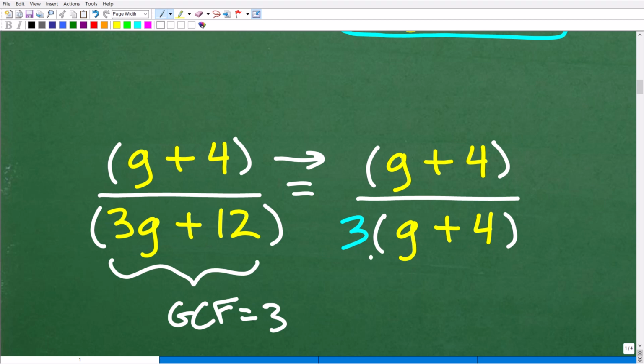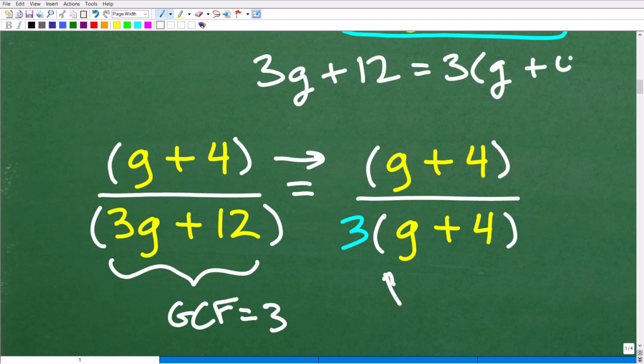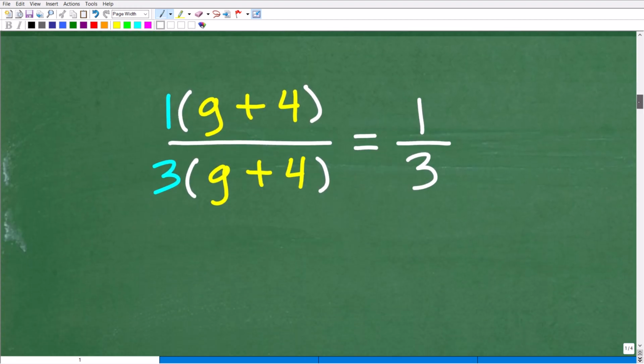And again, this is why the parentheses come into play, because if I said factor 3g plus 12, most students should be like, oh, okay, I can factor out my 3. But again, put in those grouping symbols, those parentheses. It just seems to help you see that, hey, yeah, this is a group. You can factor out a GCF. Okay, so here we have g plus 4 over 3 times g plus 4. Let's go ahead and take the next step to simplify this problem.